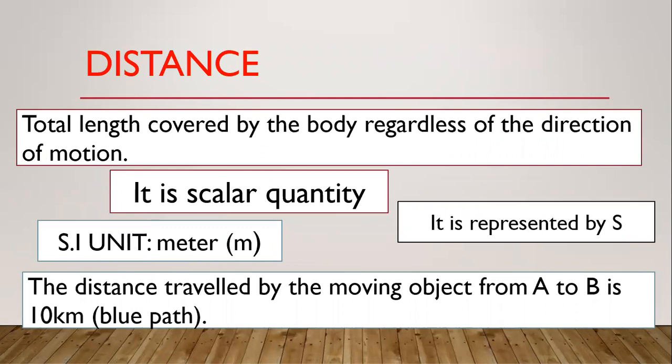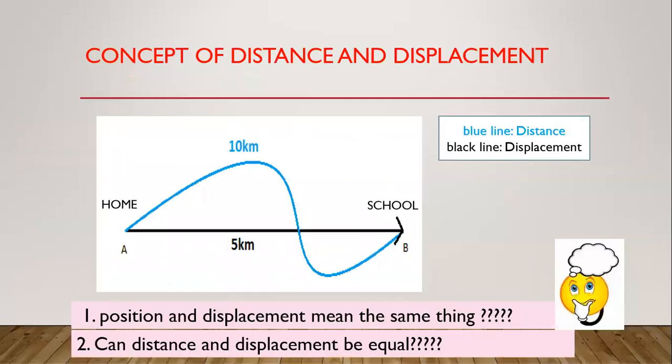So distance is the total path covered by the body, regardless of the direction of its motion. It is a scalar quantity. It only depends upon magnitude. It is represented by capital letter S. The SI unit of distance is meter. The distance traveled by a moving object from A to B is 10 kilometer along the blue path. This example refers to the figure that I have shown you. See, this is the blue path. This is distance.